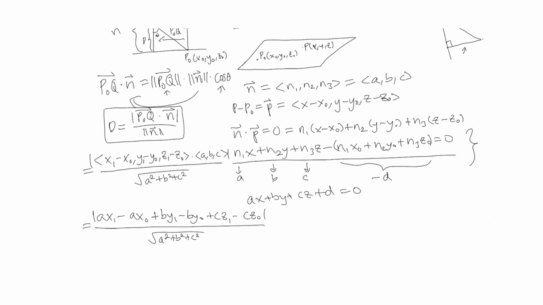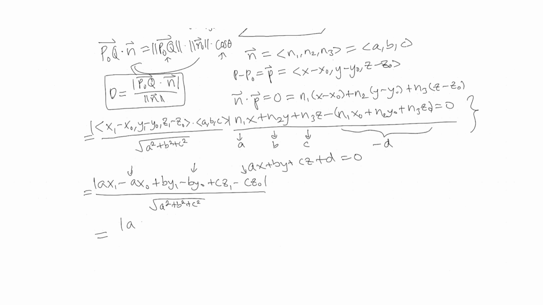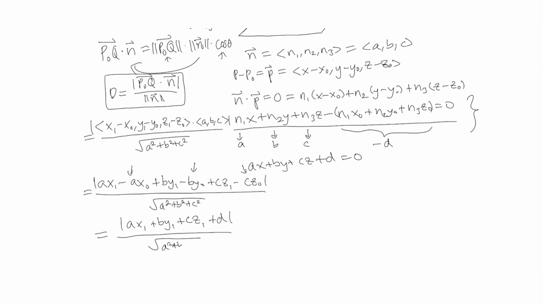Well, we have the exact same thing here. So we have negative ax0 minus by0 minus cz0. And exactly what we did there, if we just take the negative sign out, that's negative d, then you apply it back again, that's just positive d. So really this term is just going to be d. So we can simplify that to ax1 plus by1 plus cz1 plus d, absolute value, over the square root of a squared plus b squared plus c squared.